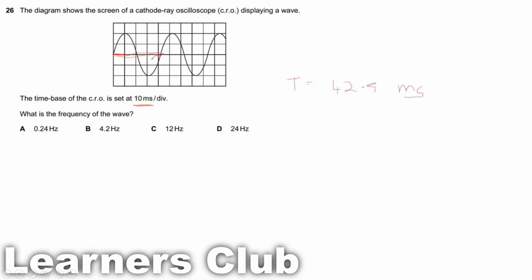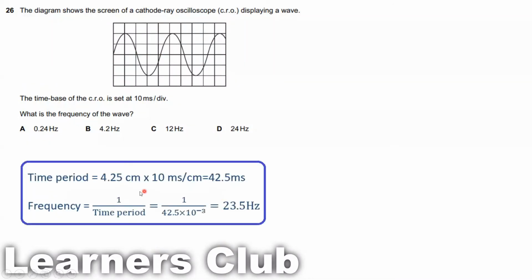Because one complete wave takes around 4.25 divisions, one division corresponds to 10 milliseconds. So this entire one wave corresponds to 42.5 milliseconds. The question is, what is the frequency of the wave? We know that frequency is the reciprocal of the time period. So 1 over time period, we already found 42.5 milliseconds.